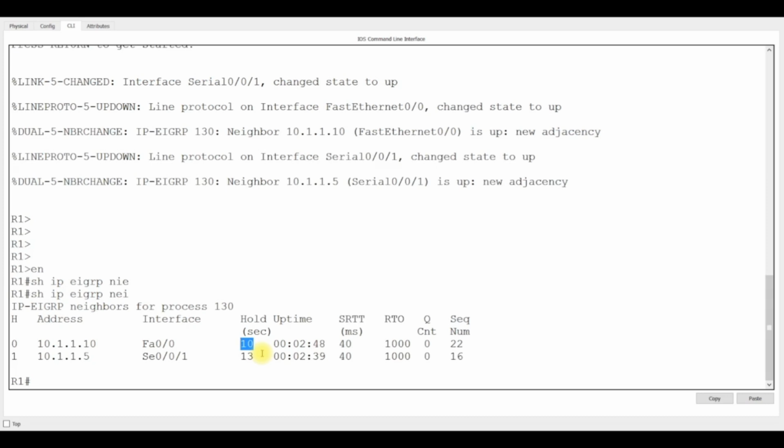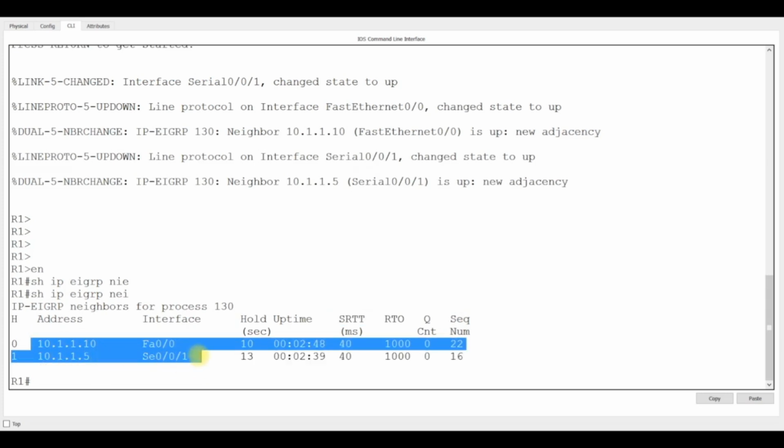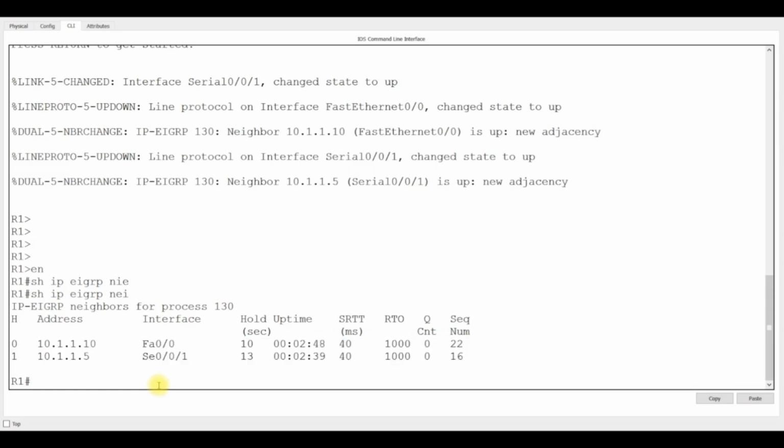We also have our smooth round trip timers, which is really beyond the scope of the certification. Then we have our RTO, our queue count, and sequence numbers. Really all you need to be concerned with is: this is my neighbor, these are my hold times, and this is the interface. That's what your neighbor table is, and it helps populate your topology table.